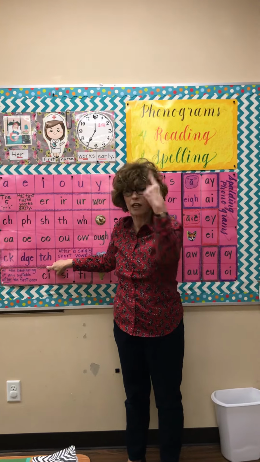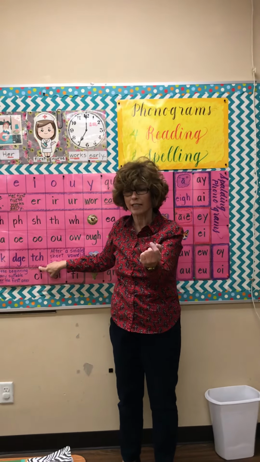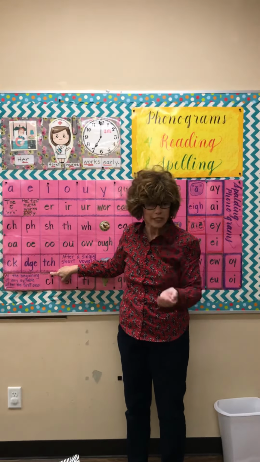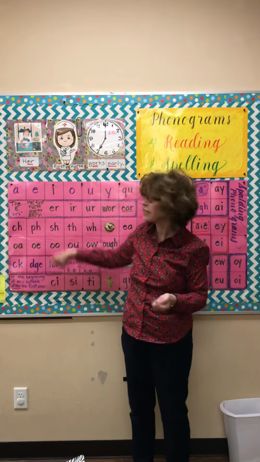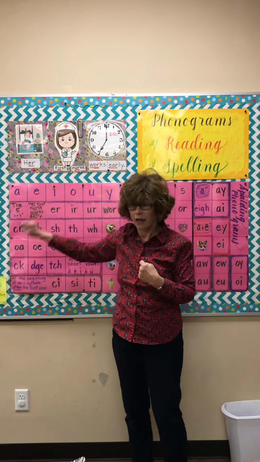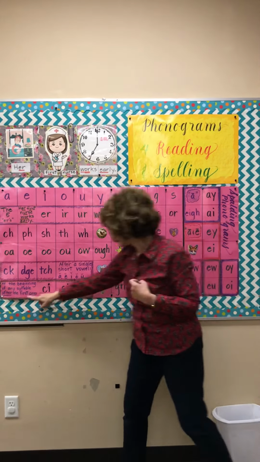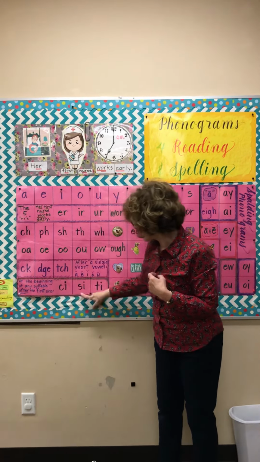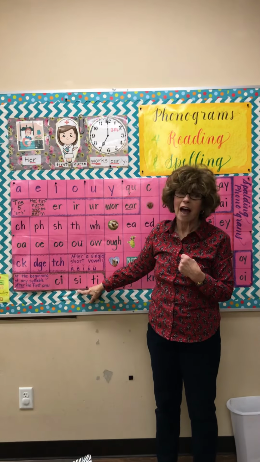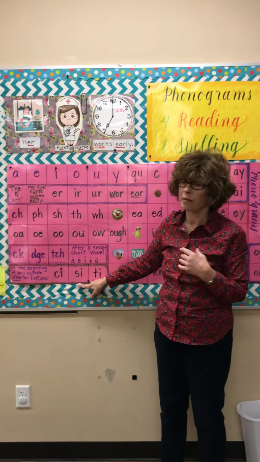Three-letter ch. Say it with me. Used after a single short vowel, which says a, e, i, o, u. Okay, now these are used at the beginning of any syllable after the first one. So you'll say that with me.